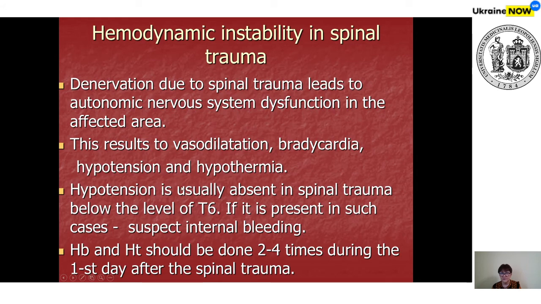Hemodynamic instability in spinal trauma. Denervation due to spinal trauma leads to autonomic nervous system dysfunction in the affected area. This results in vasodilation, bradycardia, hypotension, and hypothermia. Hypotension is usually absent in spinal trauma below the level of thoracic 6. If it's present in such cases, you should suspect internal bleeding, and hemoglobin and hematocrit should be done 2-4 times during the first day after the spinal trauma.